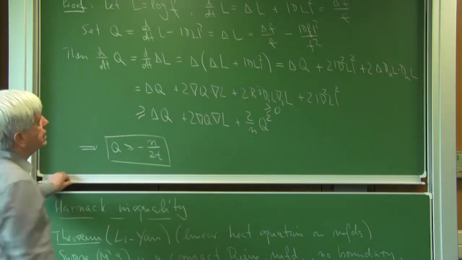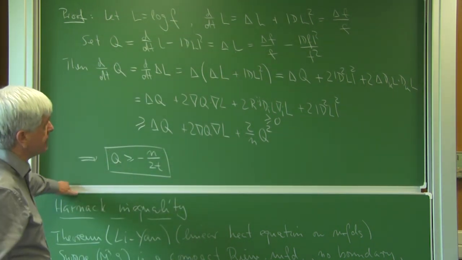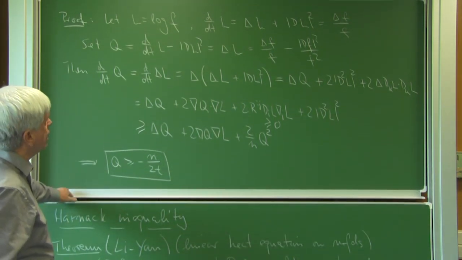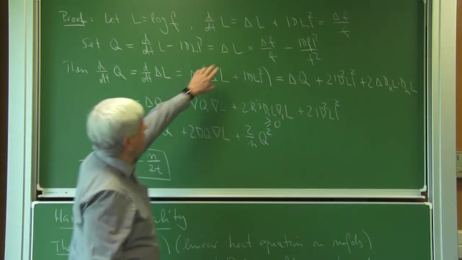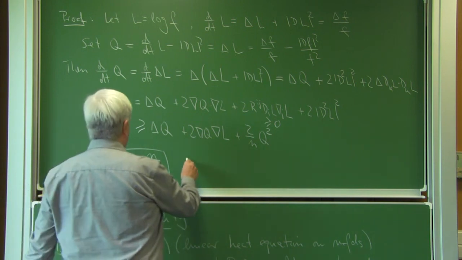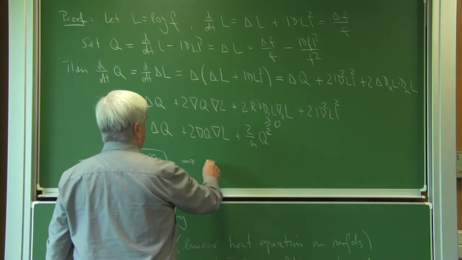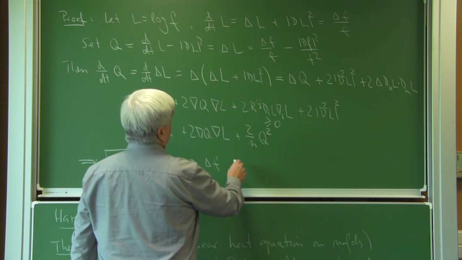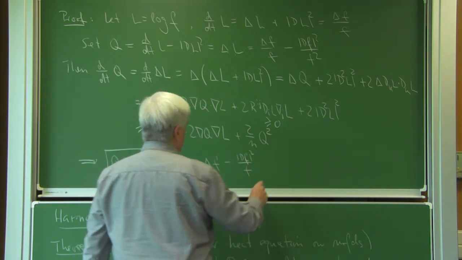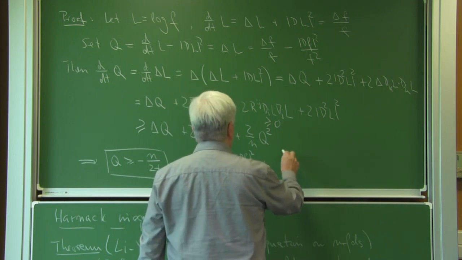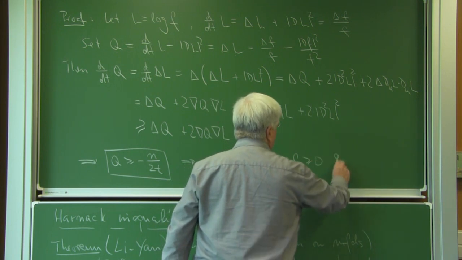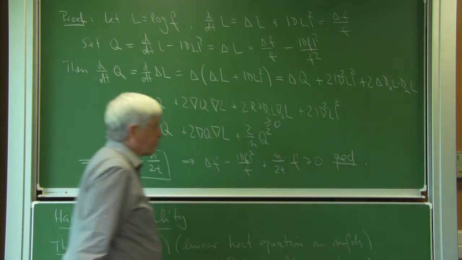And this, on the other hand, is the Laplacian of L, which is Δf over f minus |∇f|² over f², and this is the theorem. So this implies that Δf minus |∇f|² over f plus n over 2t times f is greater than or equal to 0, which is what we wanted to prove.